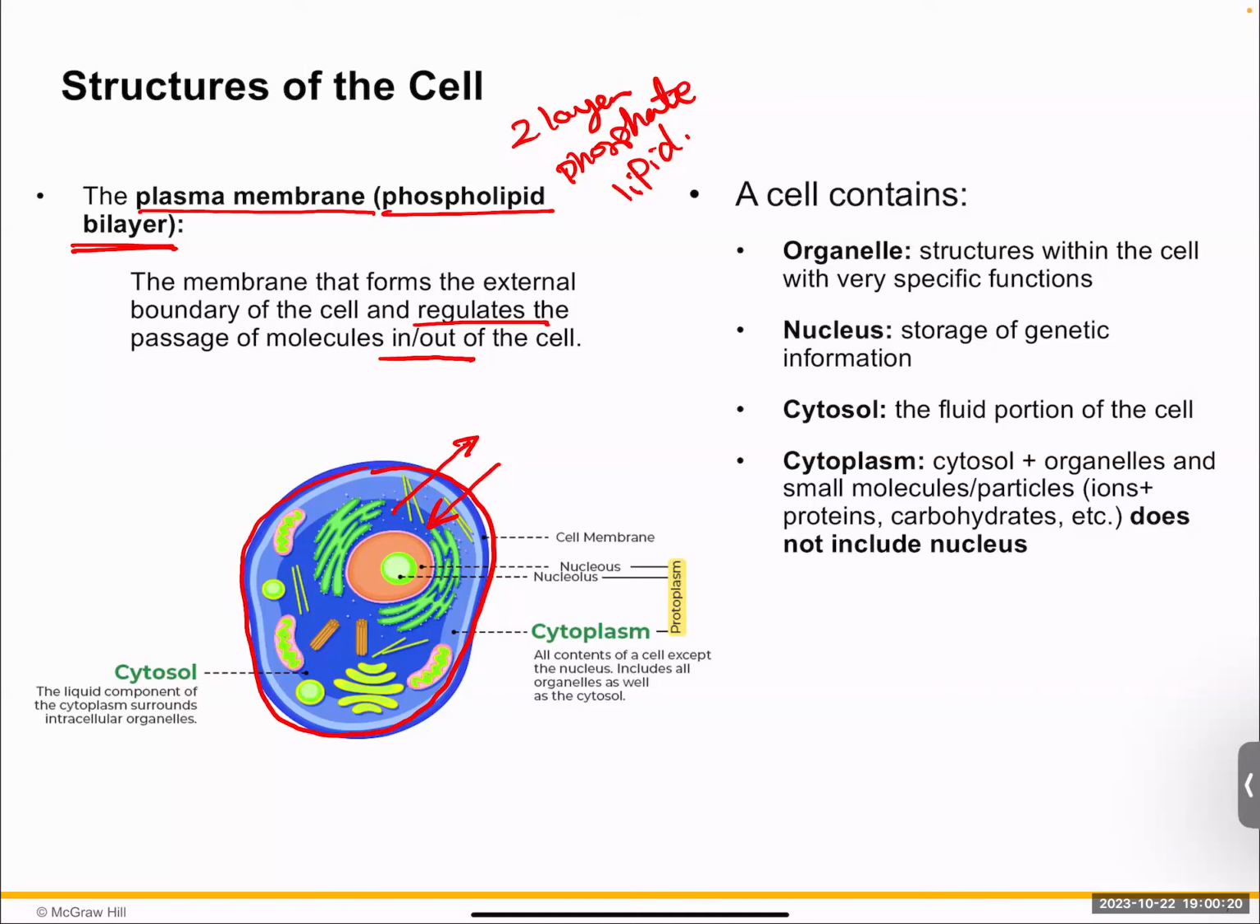Now, what else do we have inside our cell? I think one of the structures that's really important in terms of genetics is your nucleus.